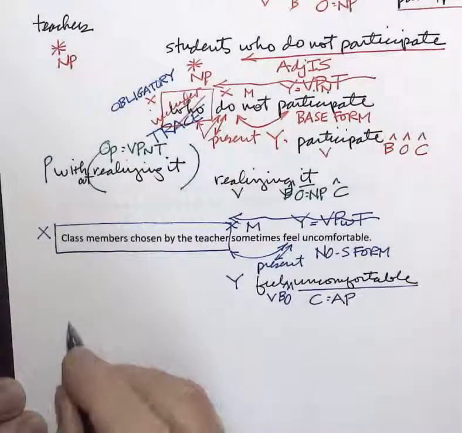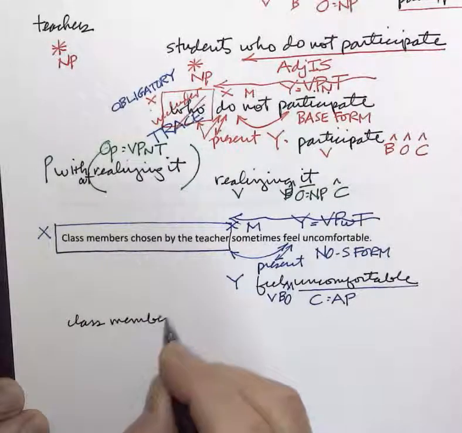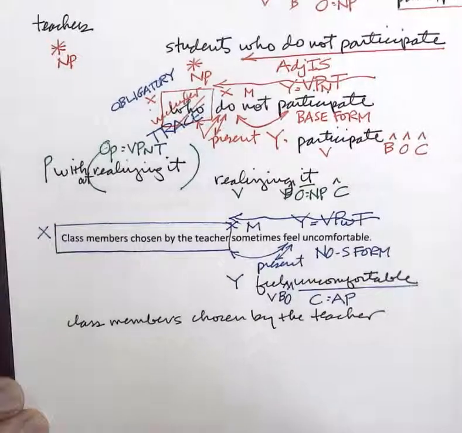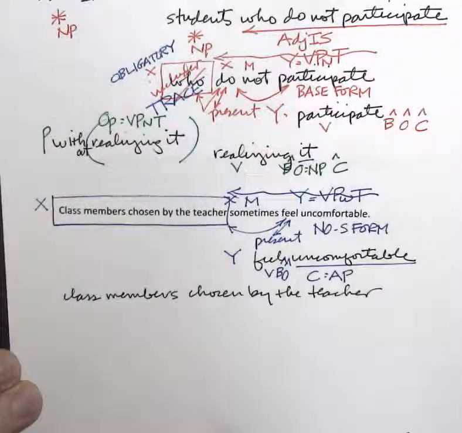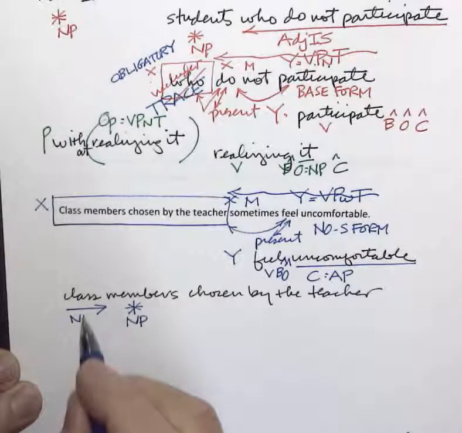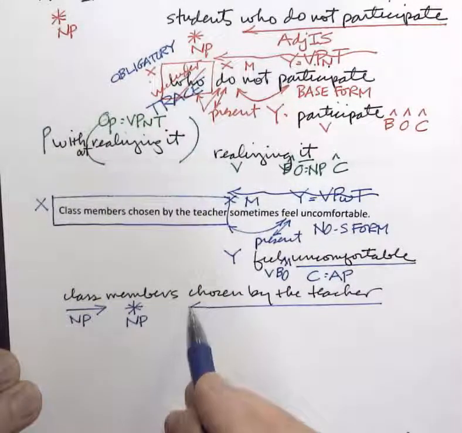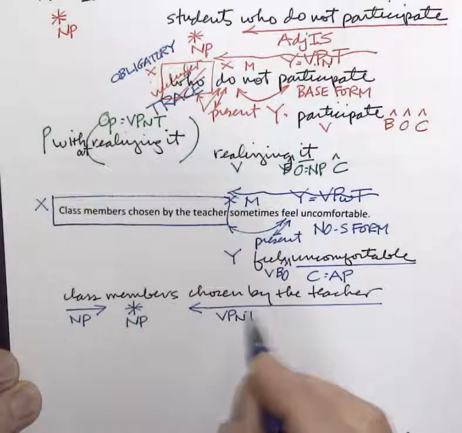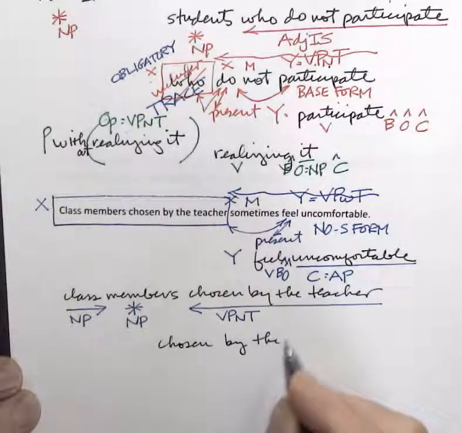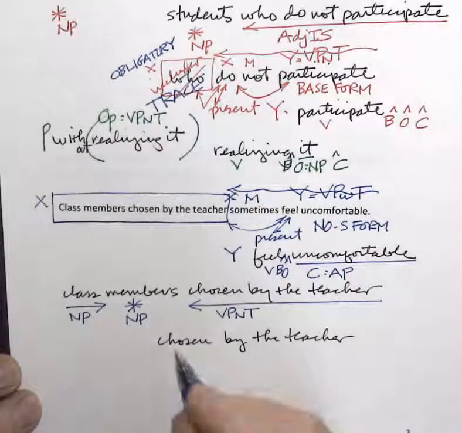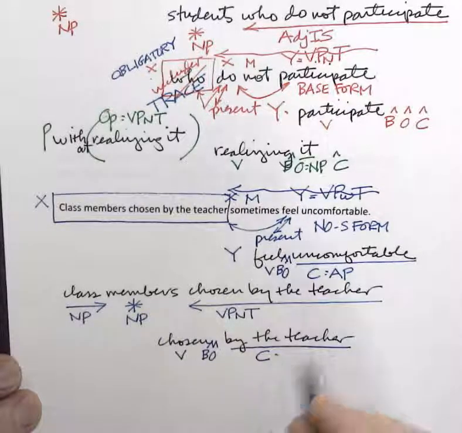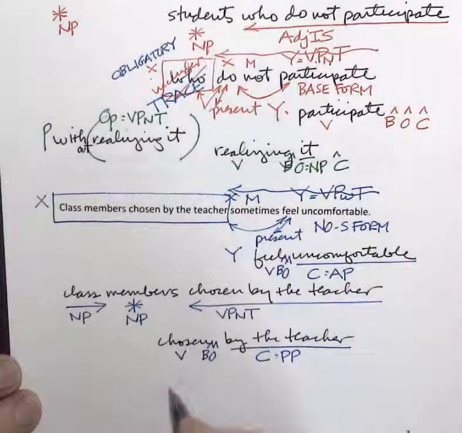Let's take a look at our subject next. Class members chosen by the teacher, and it's a noun phrase, which means let's find the head, members, and the modifiers. Class members. Class is a noun phrase. Chosen by the teacher is a second modifier. It's a verb phrase, no time, DTN form. We'll rewrite our verb phrase, chosen by the teacher. Chosen is the verb, no particle, no object. By the teacher is the complement, prepositional phrase. Rewrite the prepositional phrase by the teacher.